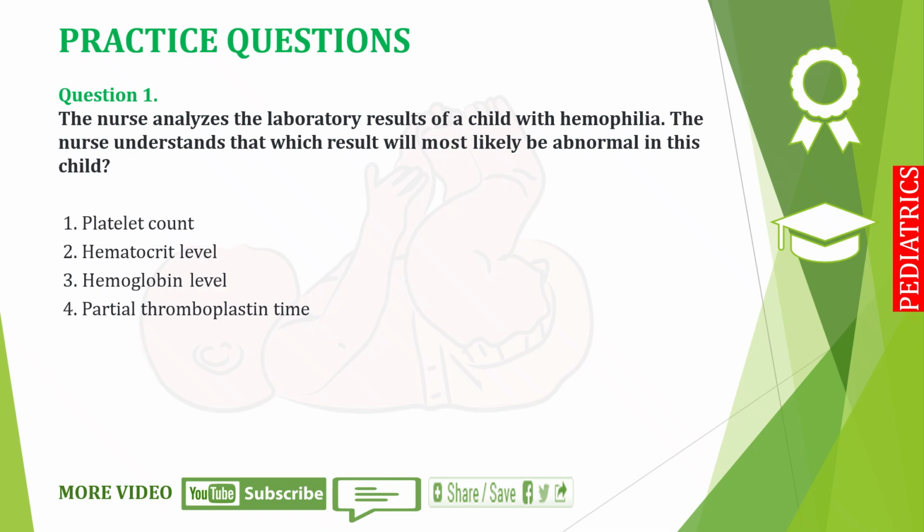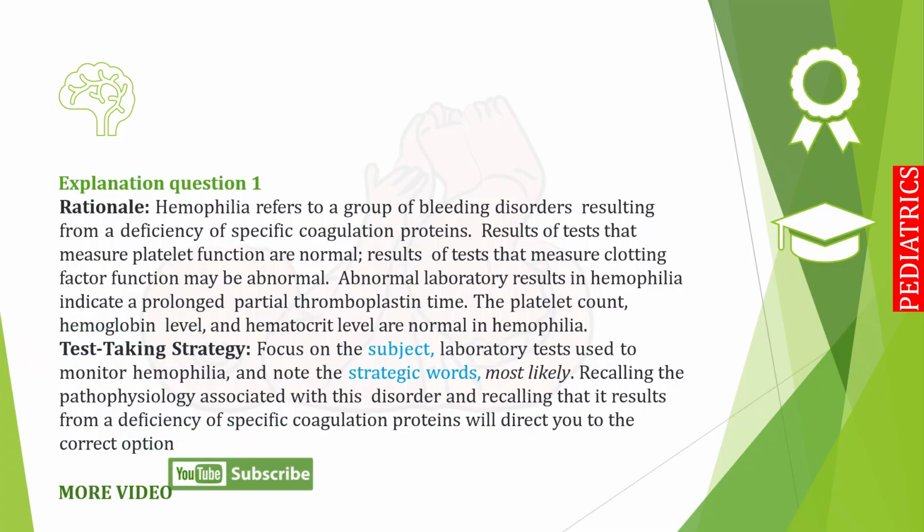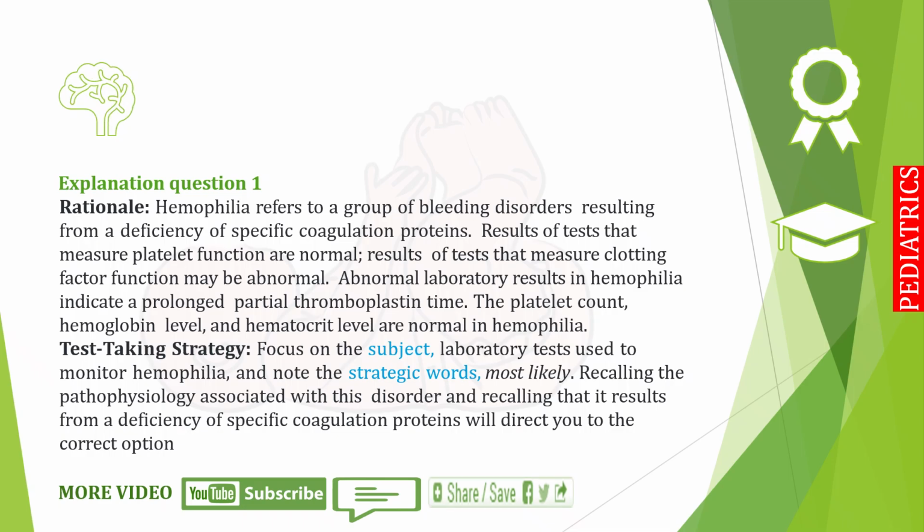Explanation. Question 1. Rationale. Hemophilia refers to a group of bleeding disorders resulting from a deficiency of specific coagulation proteins. Results of tests that measure platelet function are normal. Results of tests that measure clotting factor function may be abnormal. Abnormal laboratory results in hemophilia indicate a prolonged partial thromboplastin time. The platelet count, hemoglobin level, and hematocrit level are normal in hemophilia.